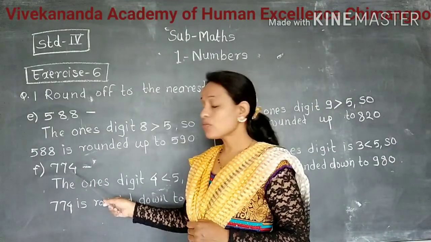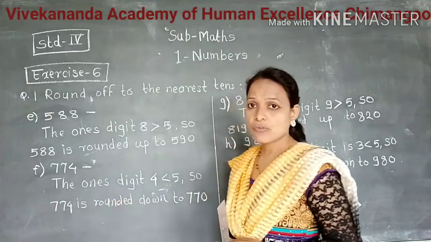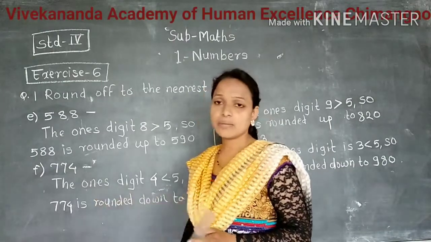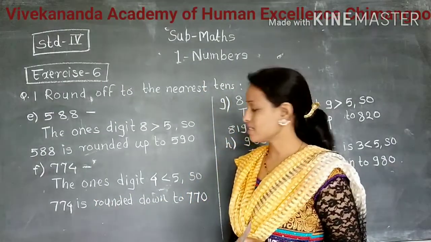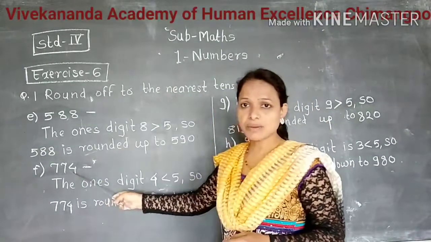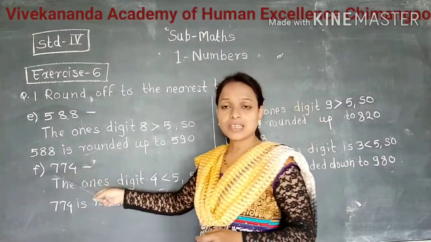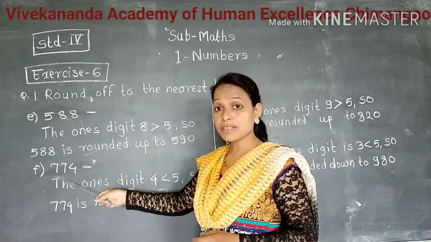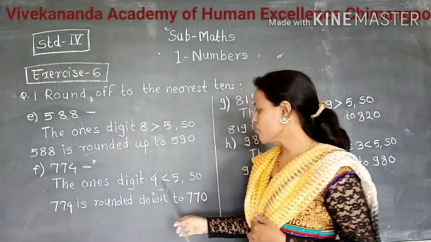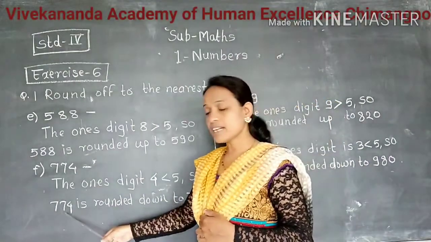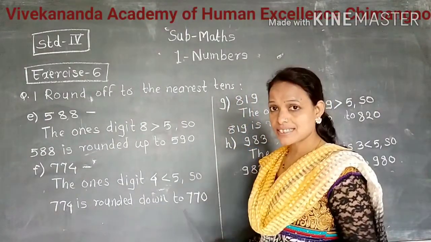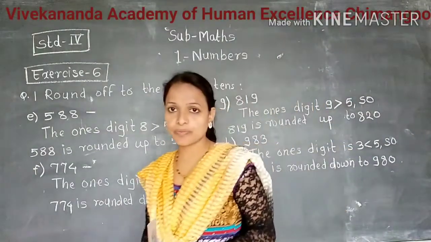Next, 774. Here the ones digit is 4, which is less than 5. So the ones digit is replaced by 0 and the remaining keeps the same. So here 4 is less than 5, so the ones digit is replaced by 0. So 4 is replaced by 0 and the remaining keeps the same, so 77 as it is. So what is your answer? The ones digit 4 is less than 5. So 774 is rounded down to 770 because it is less than. So rounded down to.